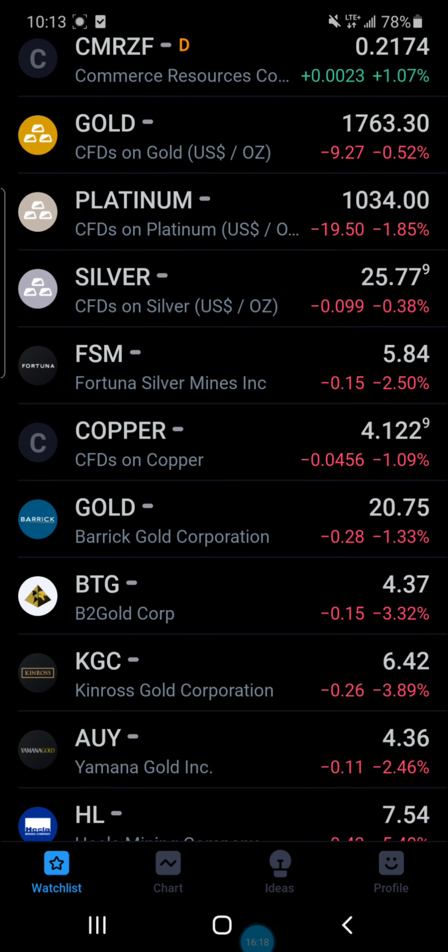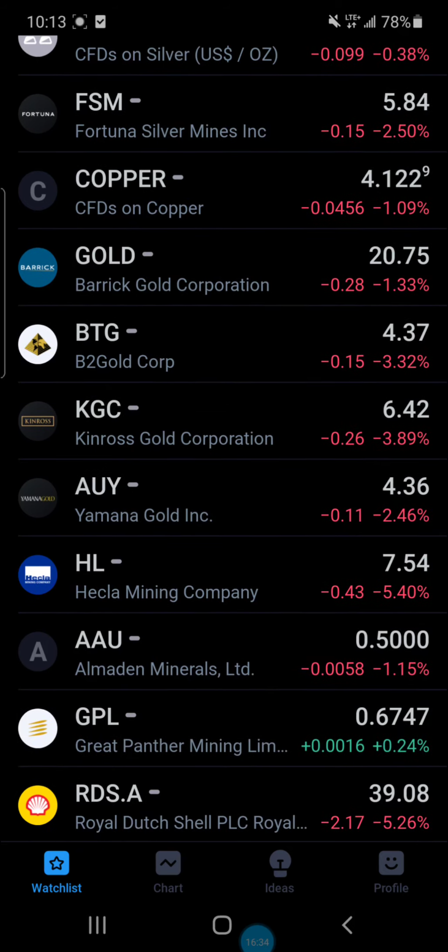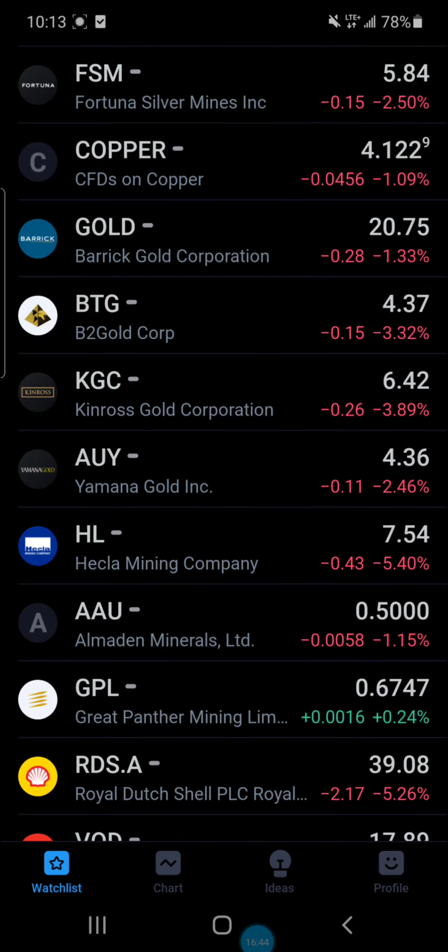Fortuna Silver Mines was down another 2.50%, and it's getting absolutely hammered, down to $5.84, the lowest it's been in about 6 months. Copper's down another 1.09% to $4.12 a pound, and this is the lowest level it's been at all year, basically. Barrick Gold's down 1.33% to $20.75. You'd be hard-pressed to find this price in the last few months. This is the lowest level it's seen in some time.